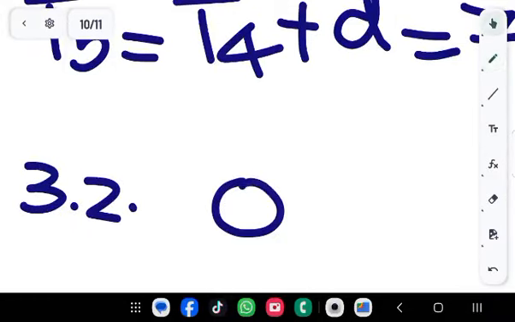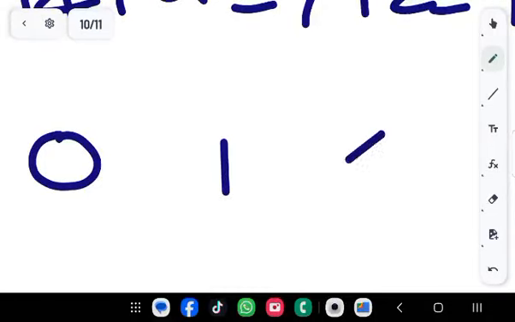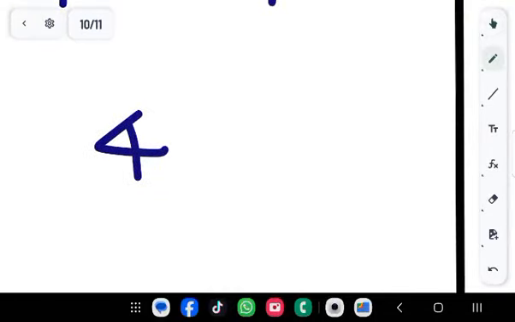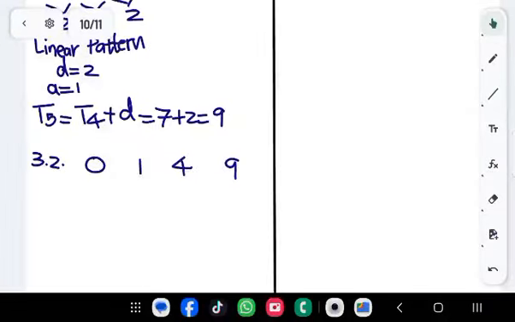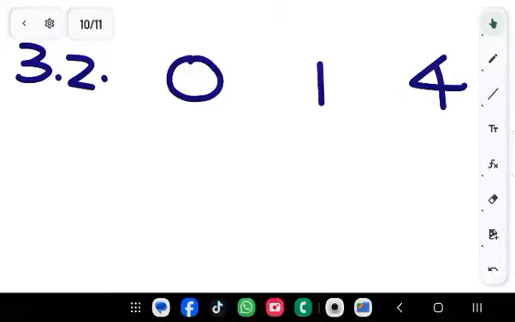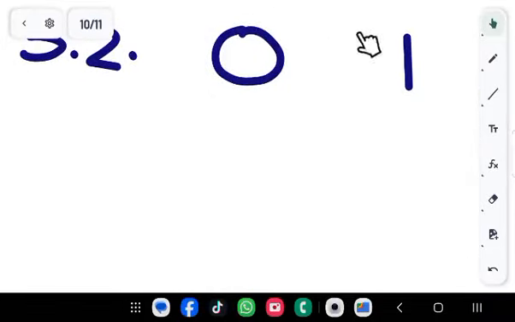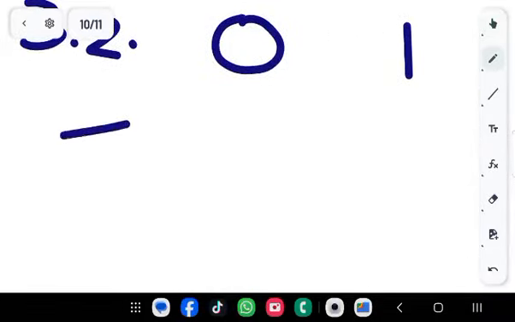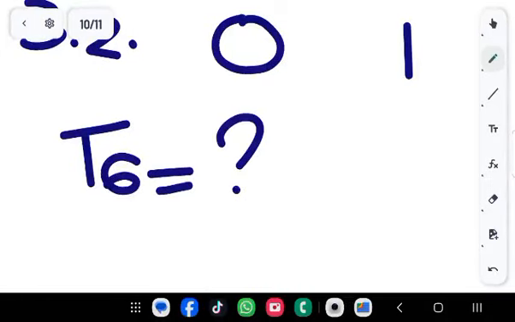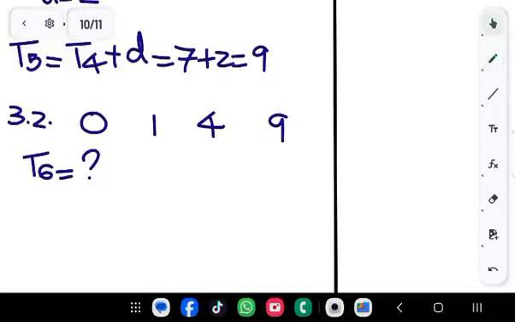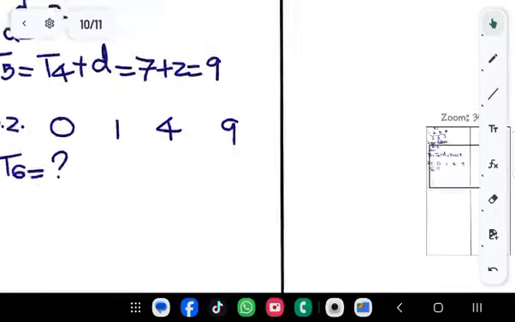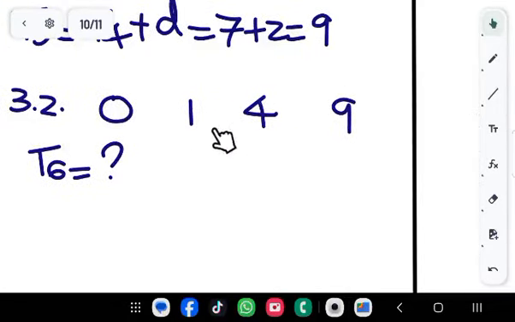That's 0, 1, 4, 9. That is how it looks so far, so that is terms 1, 2, 3, 4. Now they want to find out what the number of light tiles in pattern 6 is going to be. So we're looking for term 6. Now notice, these look like squares. 1 is 1 squared, 4 is 2 squared, 9 is 3 squared.